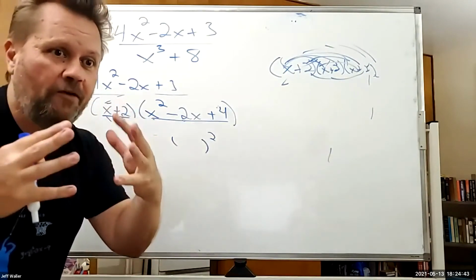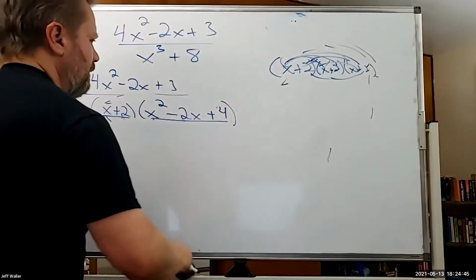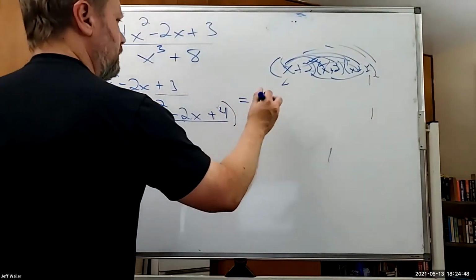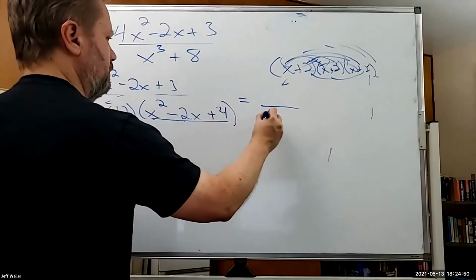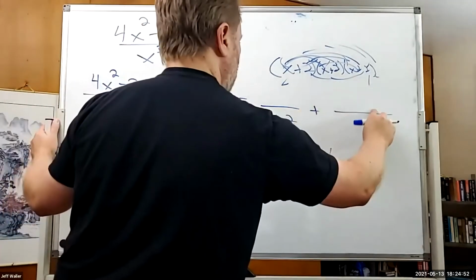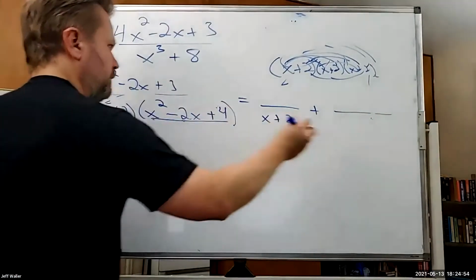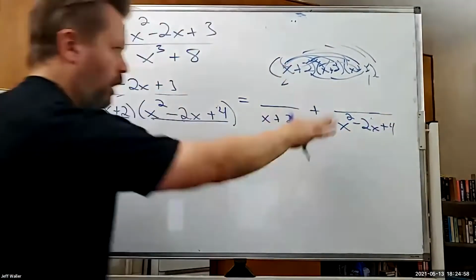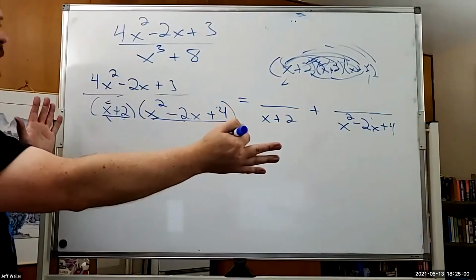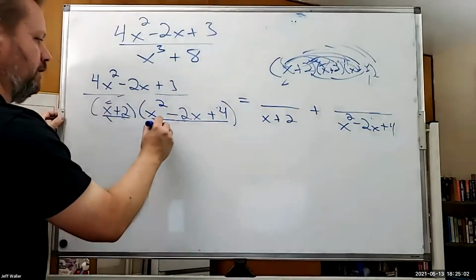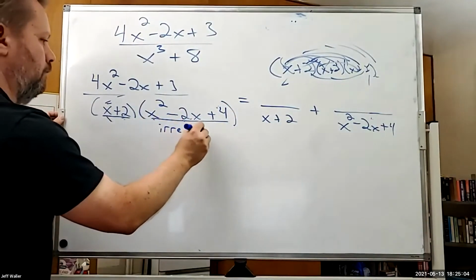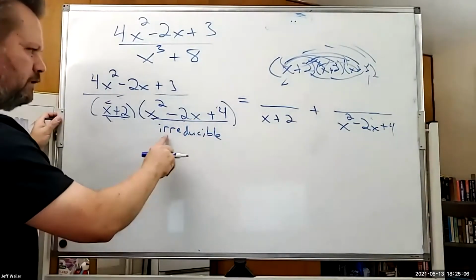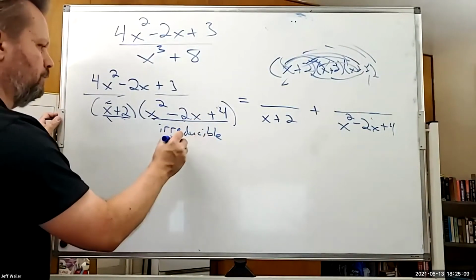So this is different. And what did I say about the top? So I know that this is going to be x plus 2, and I know that this one has to be this business. I know it is. That's how it's always worked. This is what's called an irreducible quadratic.